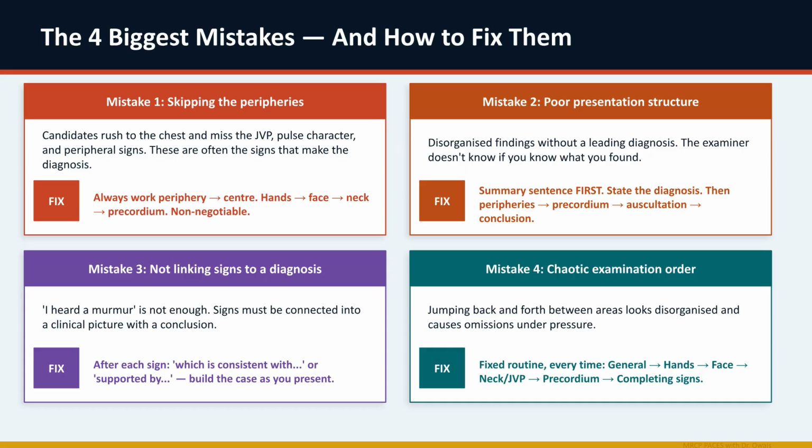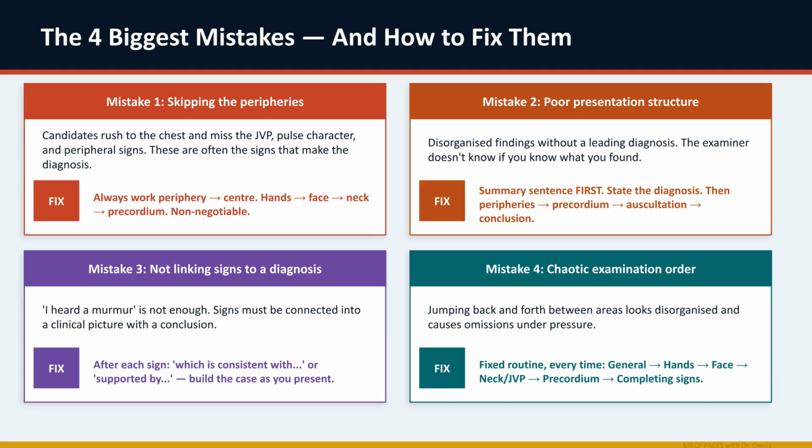The 4 biggest mistakes in the cardiovascular station include skipping the peripheries, leading to misdiagnoses. To fix this, always start with peripheries, moving to the center: hands, face, neck, then precordium. This sequence is non-negotiable.